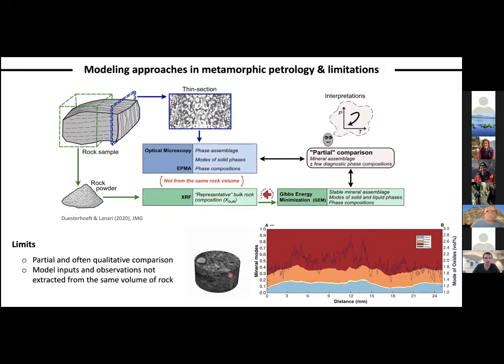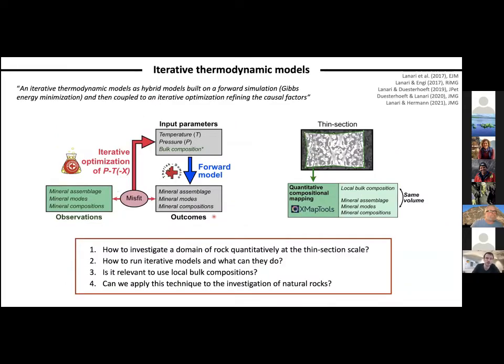So we came up with Eric Duesterhoeft with an alternative strategy, and we call that iterative thermodynamic models. Those are hybrid models. They are based on the forward model, and the idea is to compare the observations and the outcomes of the model quantitatively to create a misfit parameter. If you minimize this misfit, you can optimize pressure, temperature, and eventually some components of the bulk rock composition. But as I have shown before, this doesn't work if you use a bulk rock composition, because you don't have the matching observations for the same volume.